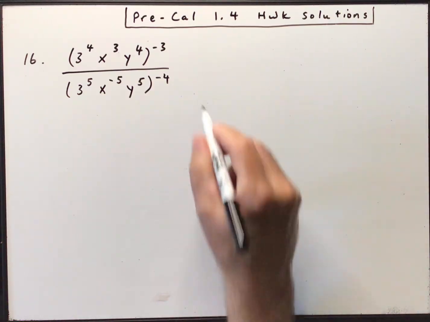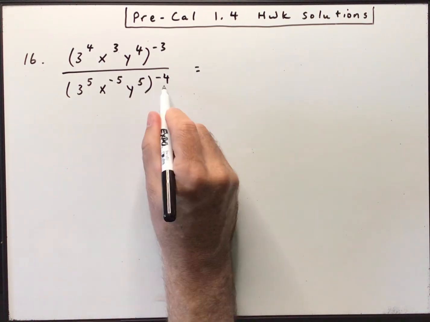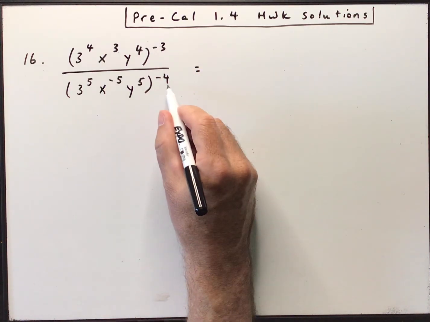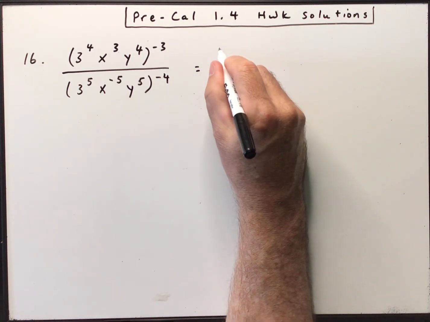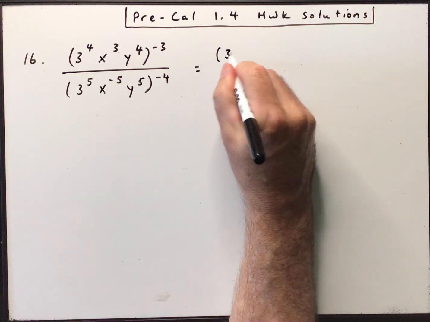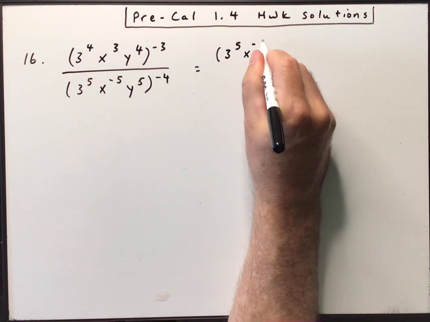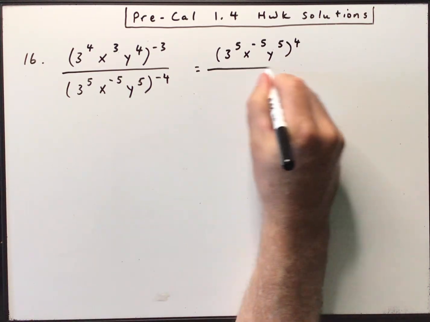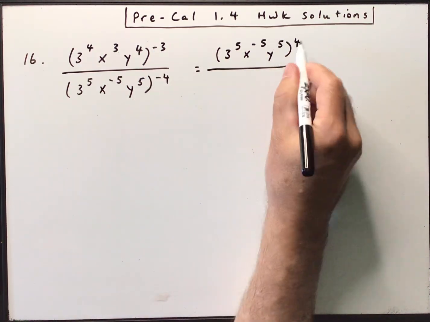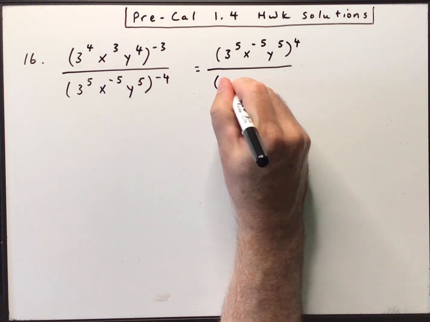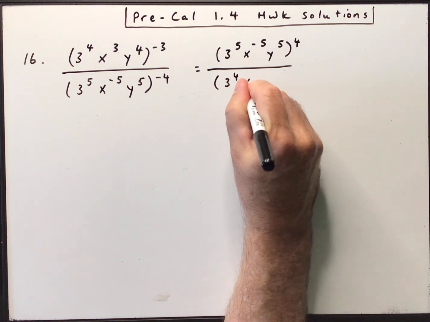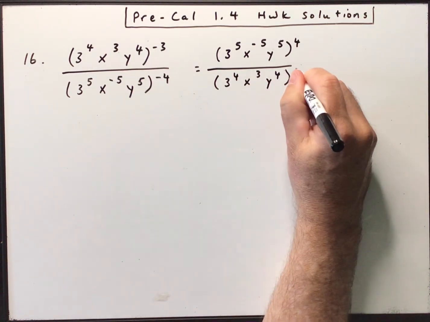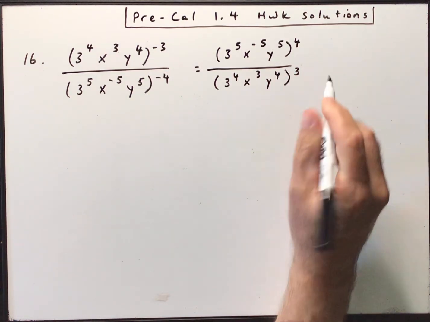So since they're both negative, I'm just going to bring the bottom up top, bring the top down bottom, and change the exponent sign of the outer exponent. So all I'm doing is shifting that up top and changing the exponent sign. That's totally legal. Just can't change any of the inside signs. So to the 3rd power.